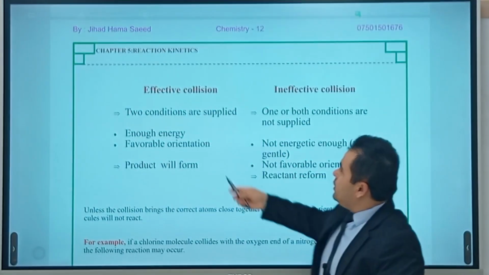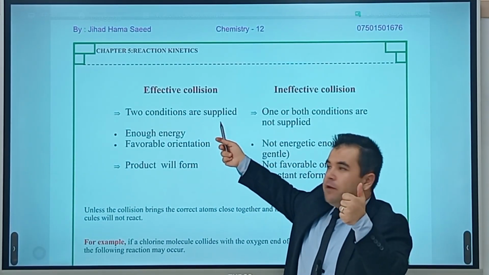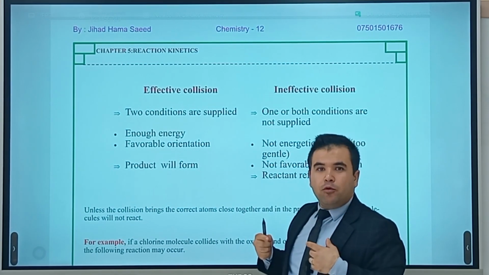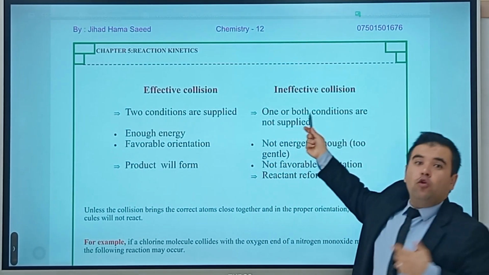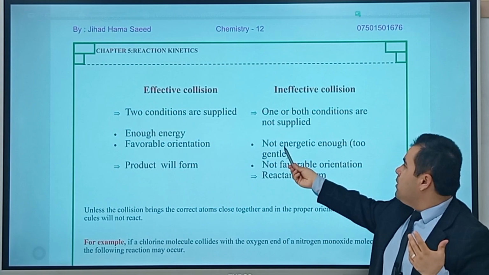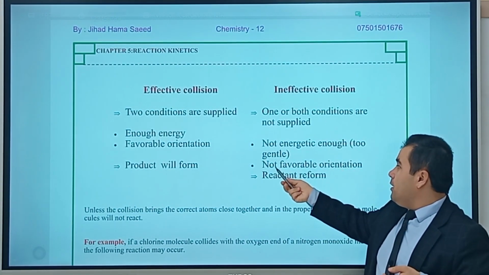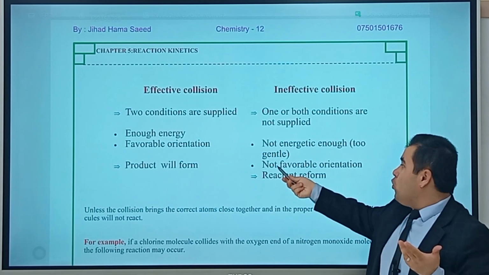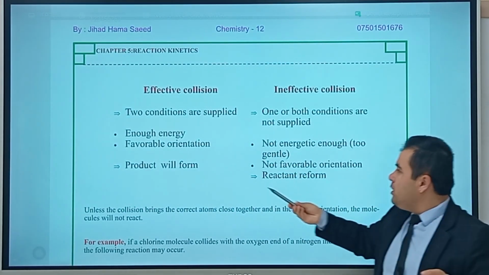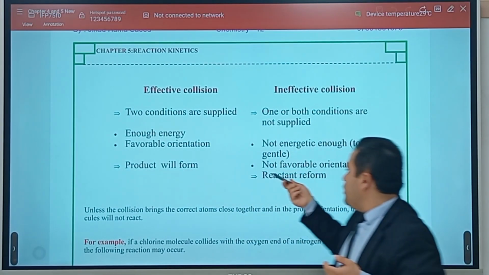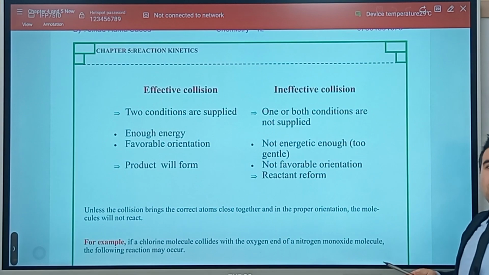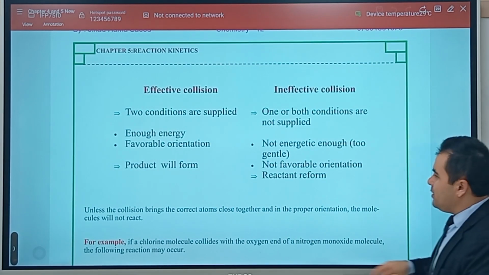In an effective collision, two conditions are supplied: enough energy and favorable orientation. In an ineffective collision, one or both conditions are not supplied: not enough energy or not favorable orientation. Here product will form; there the reactants reform without forming products.